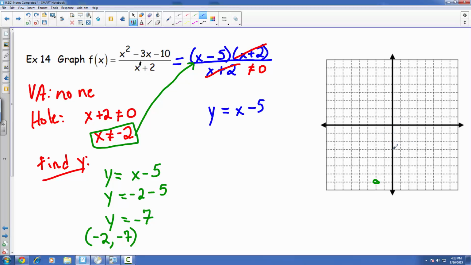So we have a y-intercept of negative 5. Slope is 1. So we should see, and then it skips through that hole. So you should see an image that looks something like that. So again, that is example 14 from the 0.2 number 2 set of notes.